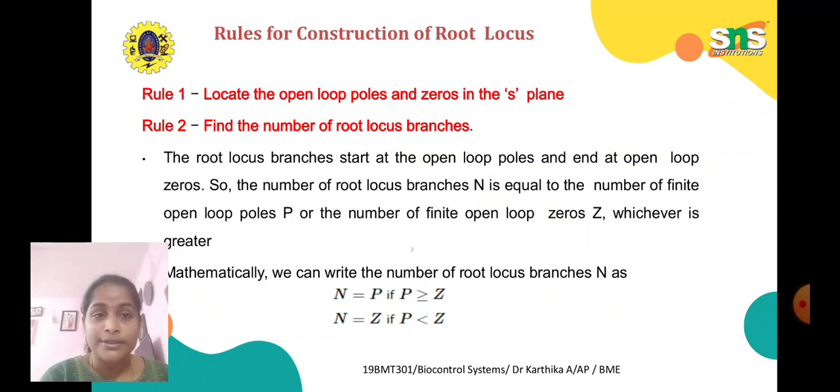The root locus branches start at the open loop poles and end at open loop zeros. So the number of root locus branches n is equal to the number of finite open loop poles p or the number of finite open loop zeros z, whichever is greater. Mathematically, n equals p if p is greater than or equal to z, and n equals z if p is less than z. Remember, n equals p if p is greater than z, n equals z if p is less than z.